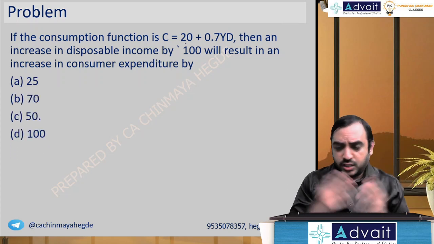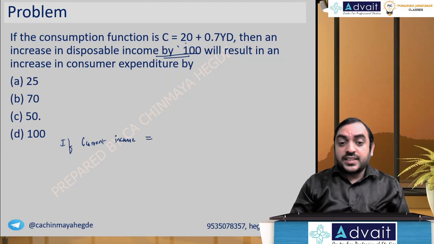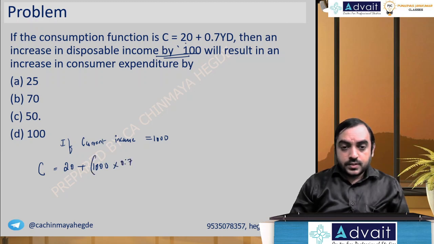Okay, first let me simply calculate the increase in disposable income by 100. Let's say if current income is 1000, what is going to be your consumption expenditure? Your consumption expenditure C is going to be 20 plus 1000, this is income, into 0.7. So 700 plus 20, 720.